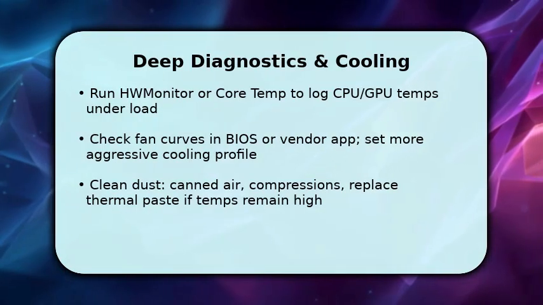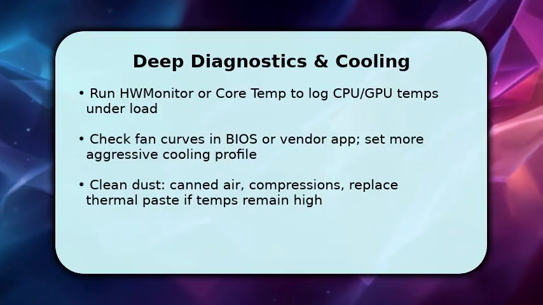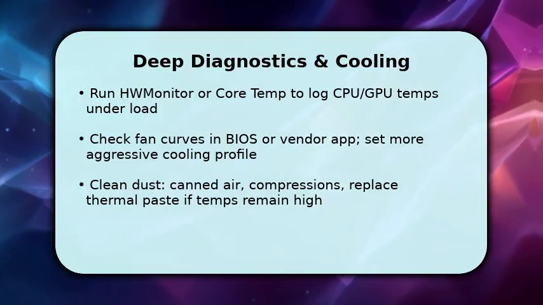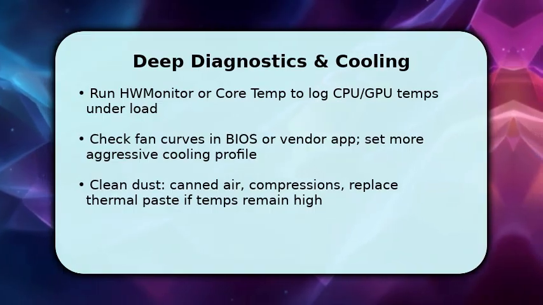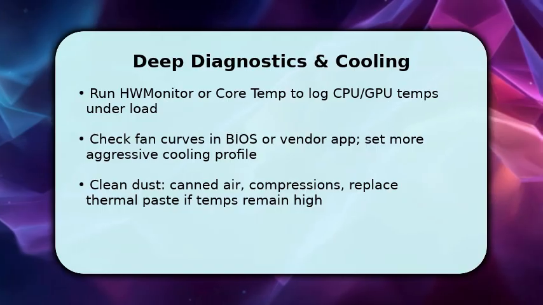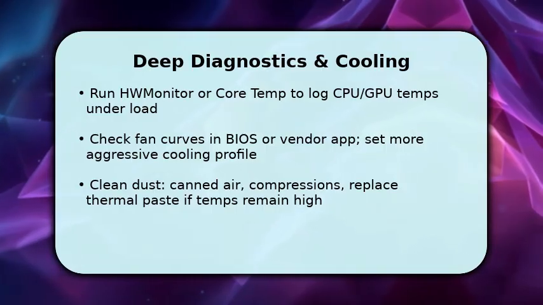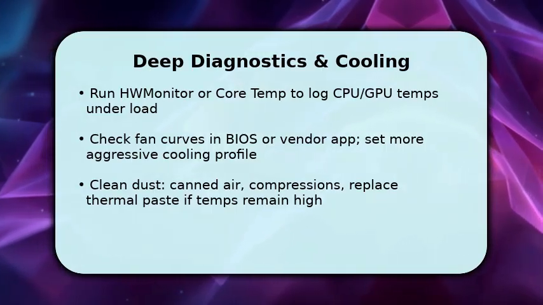Now you dig into diagnostics and cooling. Run a temperature monitor like HW Monitor or Core Temp and record idle versus load numbers so you know what to target. Then open BIOS or your laptop vendor utility and adjust fan curves to start fans earlier and spin faster under load. This reduces peak temperature.